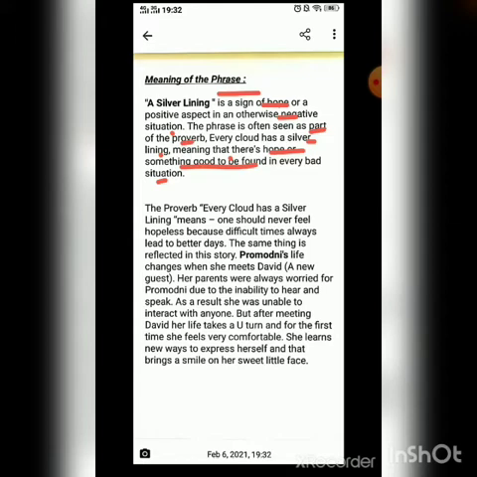All right, so now let's see the next one. This is a proverb, from which the topic has been selected. The topic is a phrase. And what is a phrase? A phrase means two or three words put together, but that's not a sentence. A sentence delivers a complete thought and a complete idea. The proverb "Every cloud has a silver lining" means one should never feel hopeless because difficult times always lead to better days.